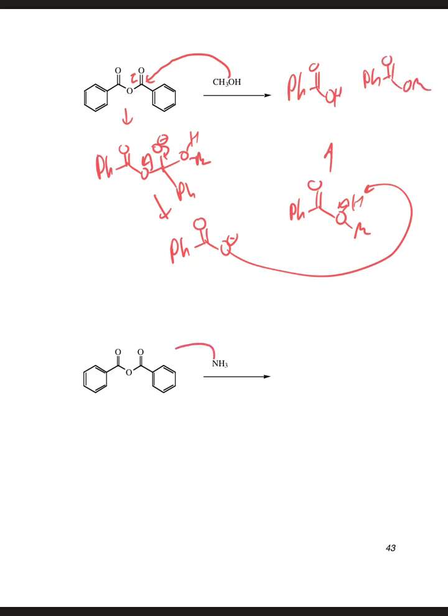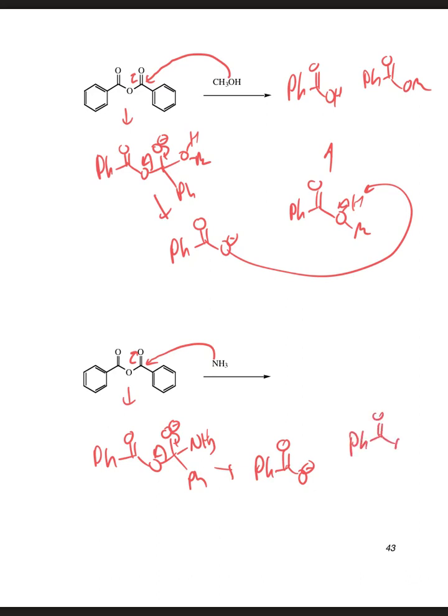We can do the same sort of thing with an amine, adding to our anhydride, form the tetrahedral intermediate, reform, kick off the leaving group, carboxylate, weak base, which can then grab the extra hydrogen off of our amide nitrogen, and it gives us the carboxylic acid along with the amide.